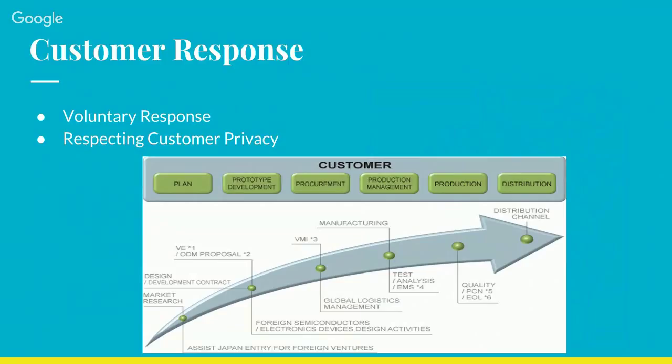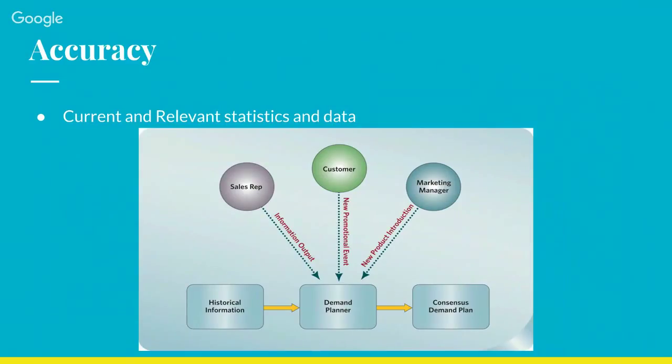Customer response, voluntary responses. So some customers may not respond, and then you also have to respect privacy, the privacy of customers. You don't want to be tracking everything they do and every purchase and return they make, because that can get a bit unlawful if you go too far. And then accuracy, current relevant statistics and data. You don't want to be using old data to make your decisions on and to base your supply chain on. So you need accurate and consistent data at all times. You need help from your customers, the sales reps, and your marketing managers to see what is the perfect number to produce, and then that helps with the whole perfect production.